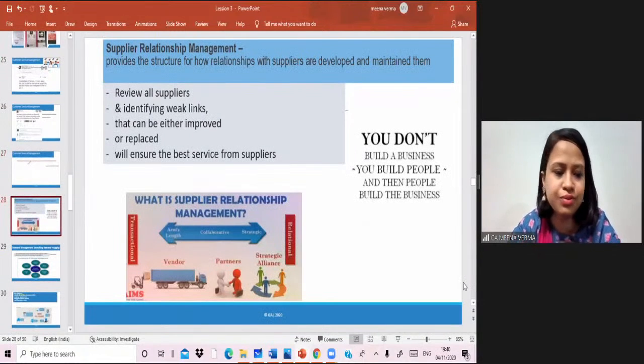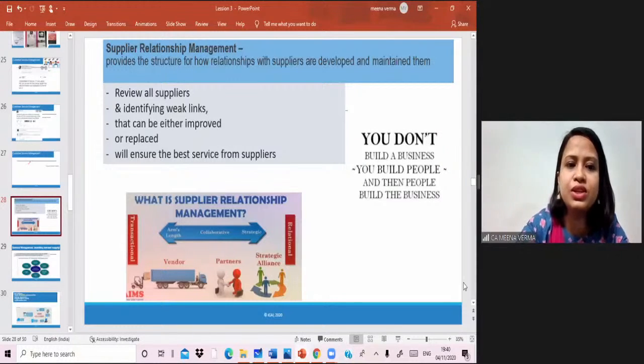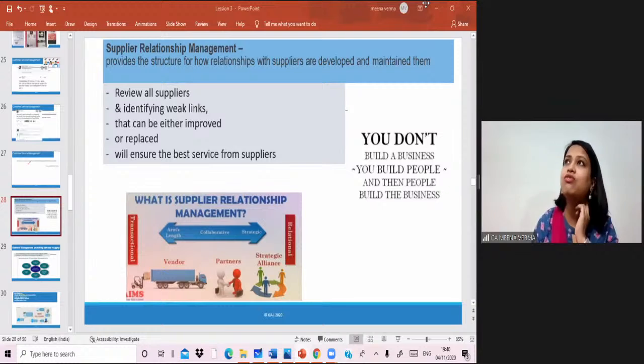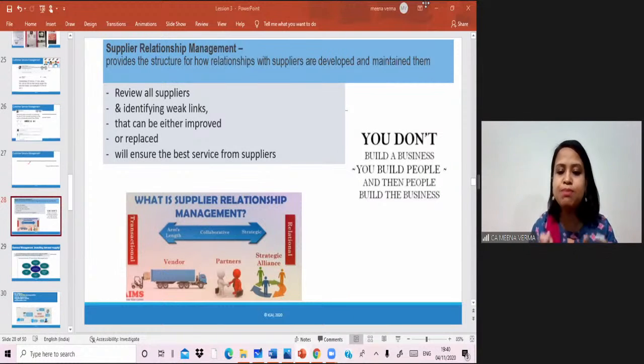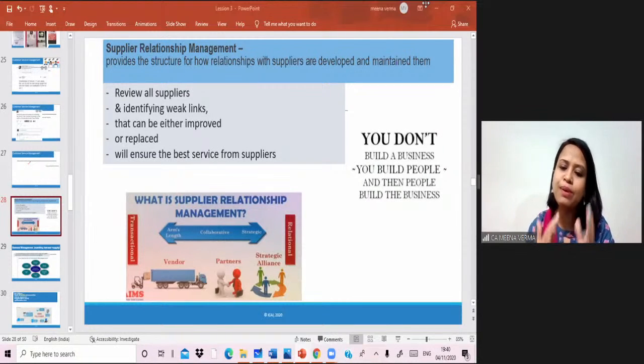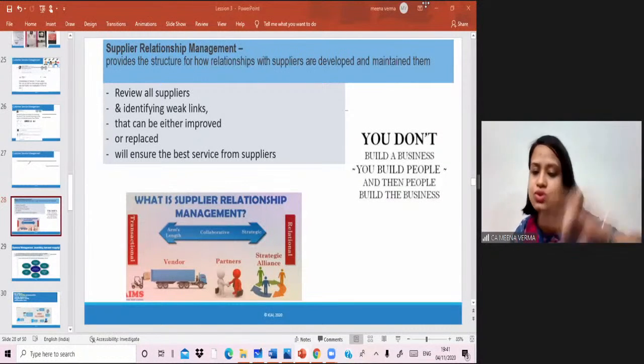Now the next point. The next point is related to supplier relationship management. We have already discussed that people are very important for a business organization. Don't build your business, build the people, and the people will help you build your business. Now, people means what? Customers are important. Employees are important. Suppliers are important. Building a good relationship with your supplier is also very important.